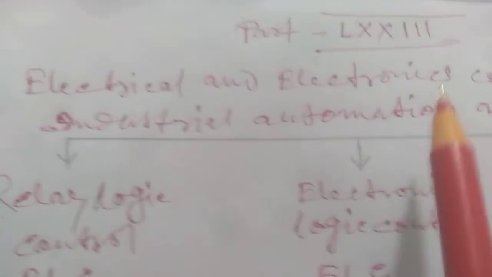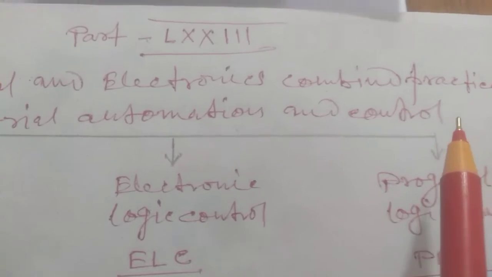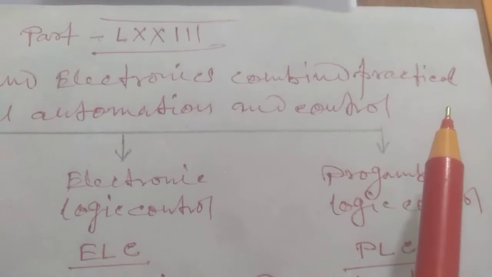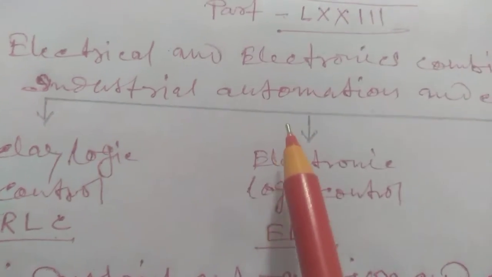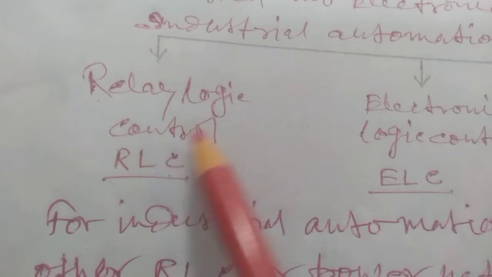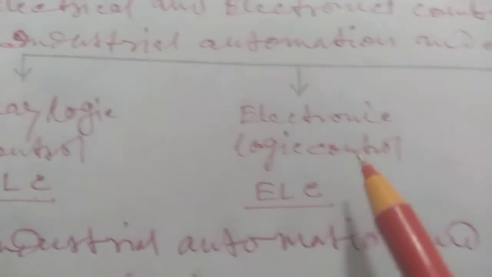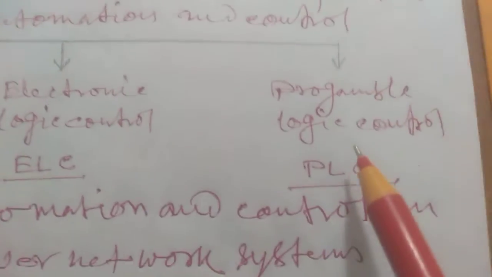part 73, electrical and electronics combined practical. Industrial automation and control. Here relay logic control RLC, here electronics logic control ELC, and programmable logic control is PLC.